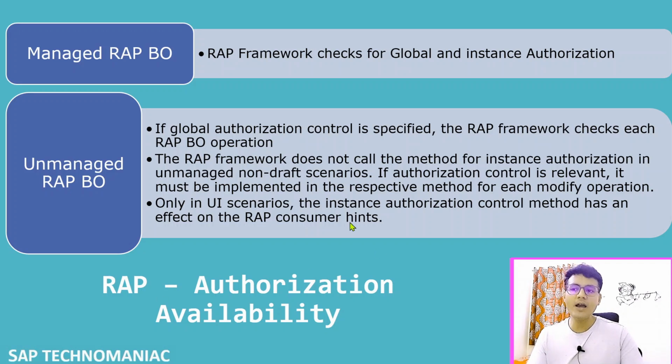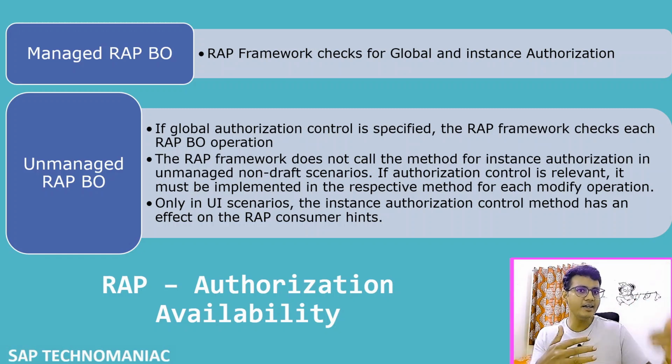In the case of a UI scenario, the instance authorization control method has an effect on the RAP consumer hints. What does that mean? I will explain. Whenever you define some authorization, for example, suppose you define the global authorization and you don't have the create access for that particular BO. In that case, for that user, the create button itself will be removed from the UI.